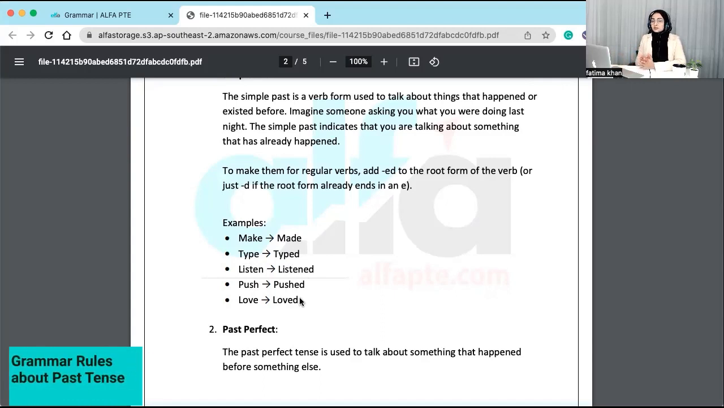I completed my assignment last night. Then I went to the doctor in the morning. I picked up the parcel on the way. Okay, so simple things without much emphasis, just by adding ed or d makes a simple past tense, just to show something that happened in the past.